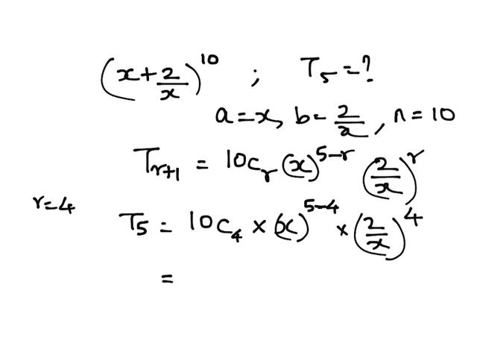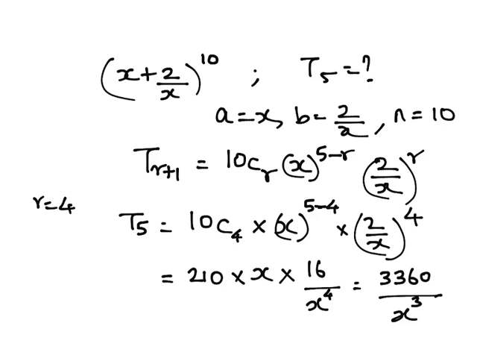So you find 10C4, you shall get, so I'll get 2 power 4 multiplied with x power 6 multiplied with 1 by x power 4. So the final answer is 3360 divided by x cubed. So this is the fifth term. So in this expansion we know that there will be 11 terms. 3360 by x cubed will be the fifth term when expanded in descending powers of x.